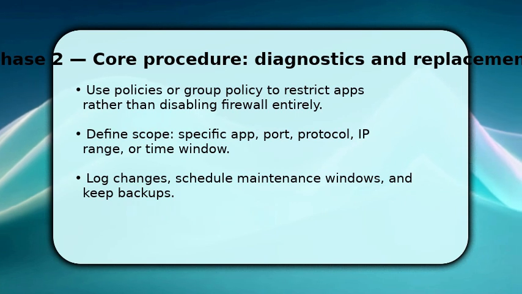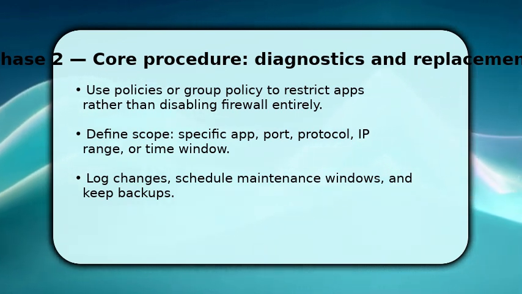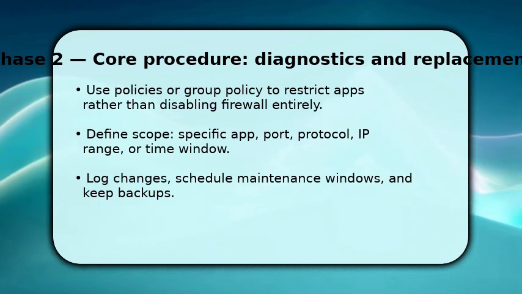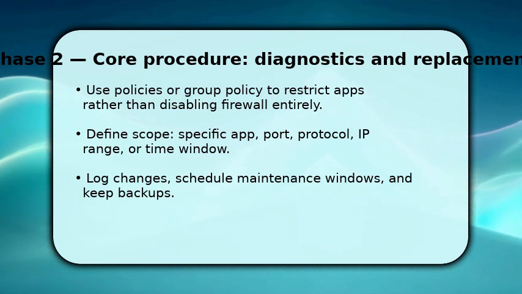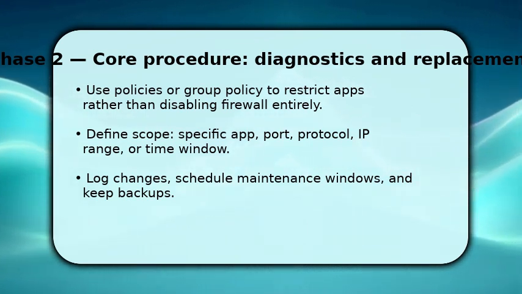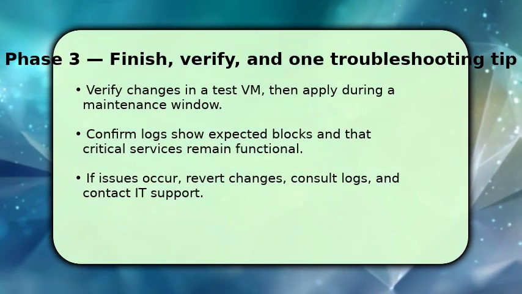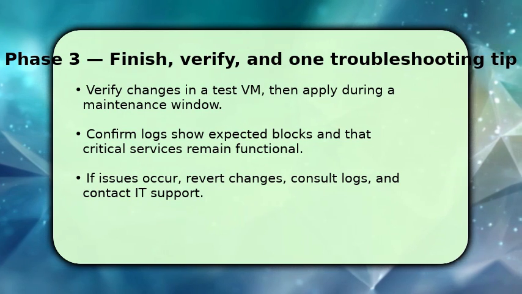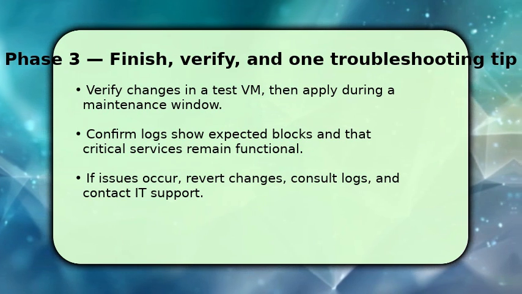Use centralized management like group policies or endpoint security tools when available because they enforce consistent rules across machines. Once done, validate connectivity and logging, and ensure monitoring captures any unexpected behavior so you can revert quickly if needed. Complete changes only after successful tests in a controlled environment, then apply during a scheduled maintenance window with stakeholders informed.